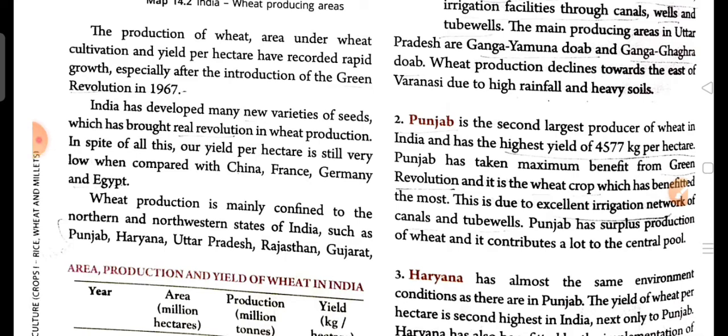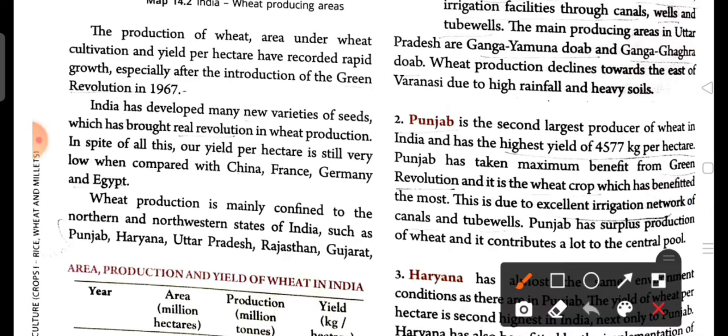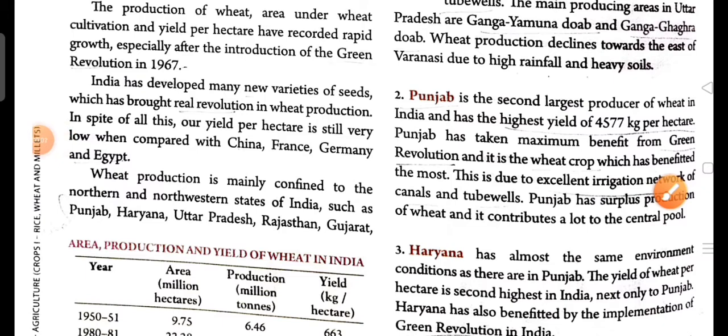Here comes Punjab, and Punjab is the second largest producer of wheat in India and has the highest yield of 4577 kg per hectare. Though Uttar Pradesh ranks first in production, Punjab has the highest yield of 4577 kgs per hectare. Per hectare means per area of land. Punjab has taken the maximum benefit from the Green Revolution. How did it take the benefit from the Green Revolution? This is due to an excellent irrigation network.